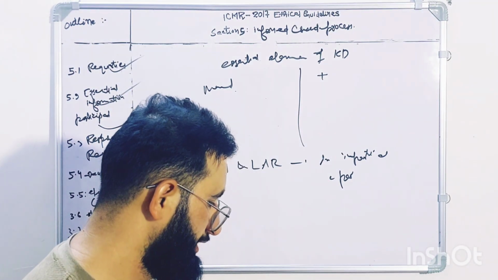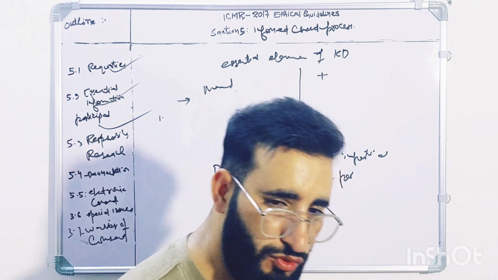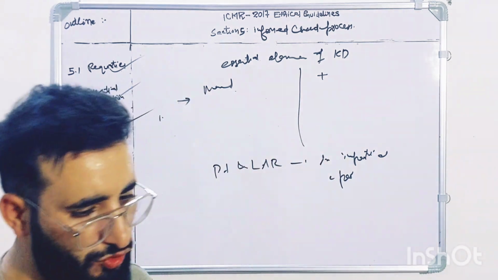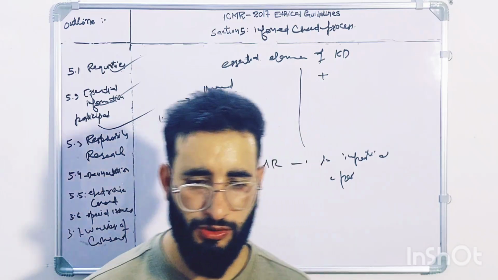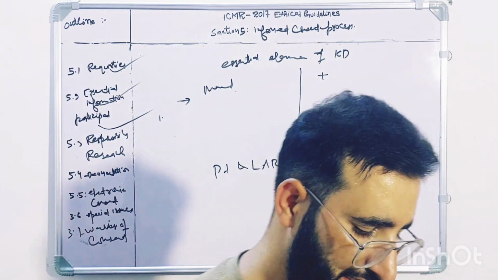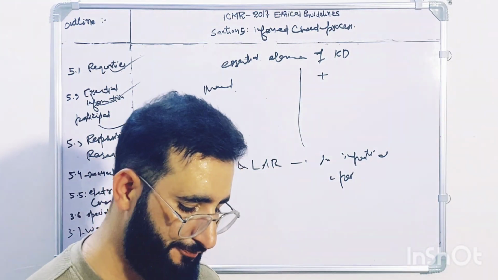Next is the documentation of the informed consent process. So we have to document. Documentation can be done either in hard copy, soft copy, or electronic copy. So these are the methods by which documentation can be done.